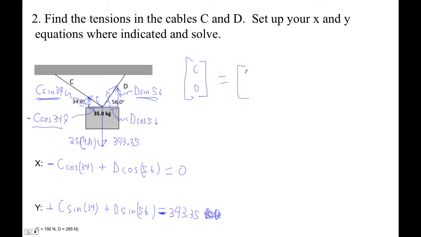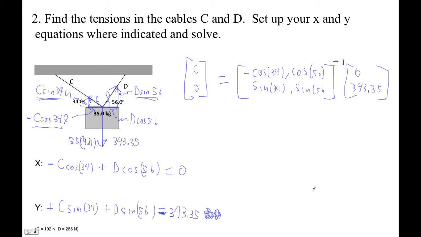this matrix: minus cos 34, cos 56, sine 34, sine 56. You just strip off all these coefficients of C and D and stick them in there. Then we invert that one, and then multiply by 343.35. Okay, and there we go.